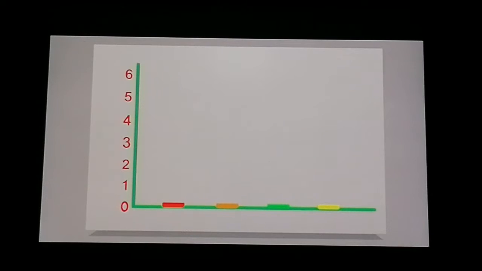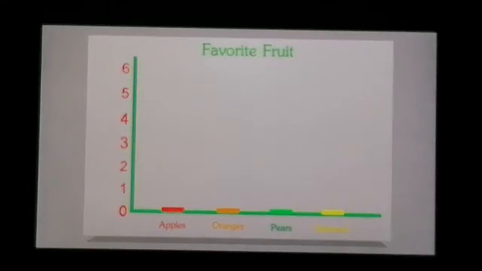Here's our graph, but the first thing we need to do with any graph is what? We need a title. Since the information we collected was on favorite fruits, let's call it favorite fruit. With this graph, I want to put the names of the fruit on the bottom and the numbers on the left side going up. We can see here on the bottom, we have the names of the fruits. We should label what these are. This is obviously going to be labeled fruit, since they're fruit.